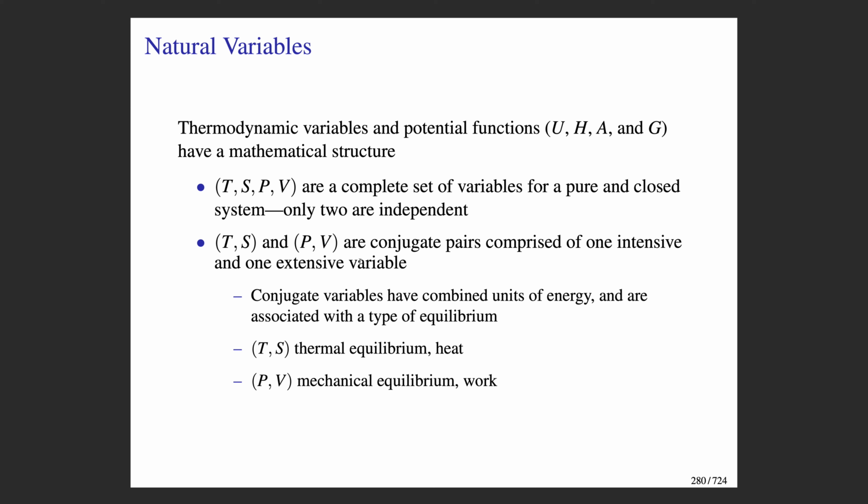The conjugate variables, when you multiply them together, have units of energy. So for example, the product of pressure and volume is energy, and the product of temperature and entropy has units of energy. Moreover, each conjugate pair is associated with a particular type of equilibrium. The temperature-entropy pair is associated with thermal equilibrium and the transfer of energy associated with heat. Pressure and volume are associated with mechanical equilibrium and the transfer of energy via work.